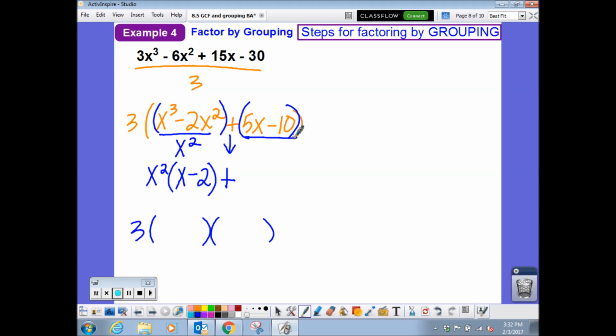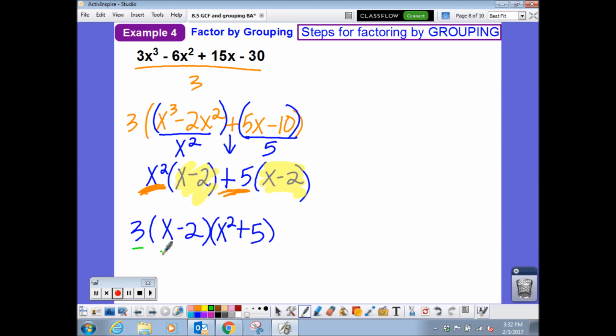Let's look at the second group. I can take out a 5, and that leaves me with x minus 2. So you notice our two groups in the parentheses, those are the same. That means we did it right. So I've got x minus 2 as one of mine. And if you see what's left, I have x squared plus 5. So I actually have 3 things that were multiplied together here: 3, x minus 2, and x squared plus 5.